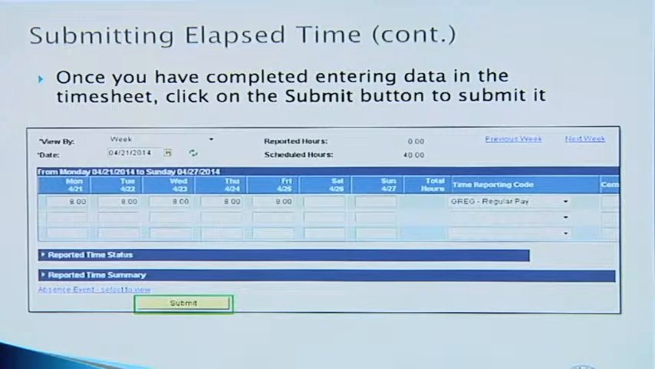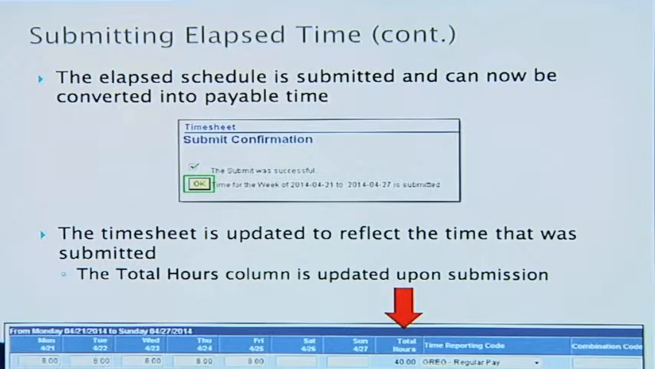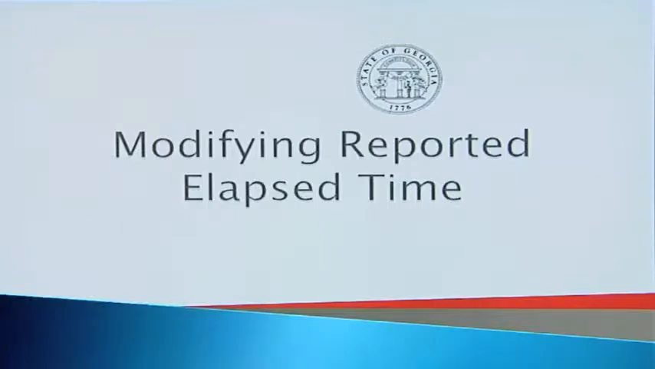Once you have completed entering data into the timesheet, click on the Submit button to submit it. The elapsed schedule is submitted and can now be converted into payable time. The timesheet is updated to reflect the time that was submitted. The total hours column is updated upon submission.